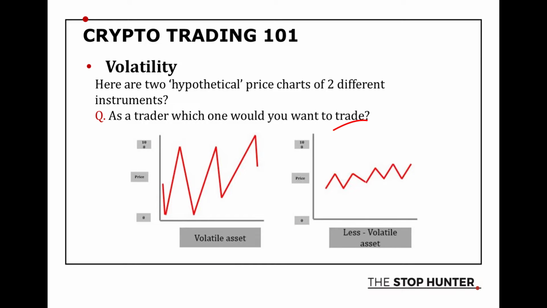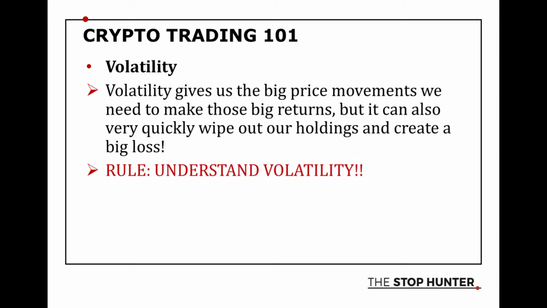And the less volatile asset, it's not moving very much. To make money from trading, we need movement, and we've got to be able to guess that movement correctly to be consistently earning in this environment. And that's the difficult bit about crypto trading. It's working out, understanding that volatility.